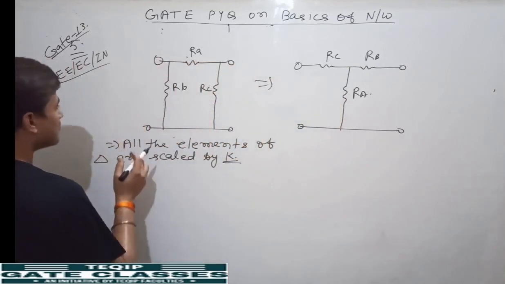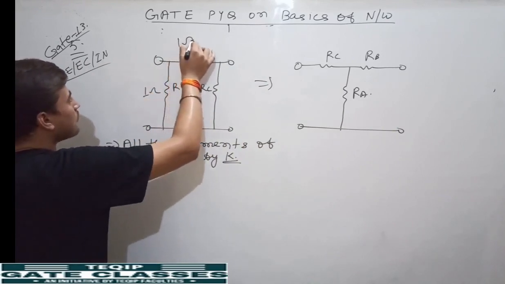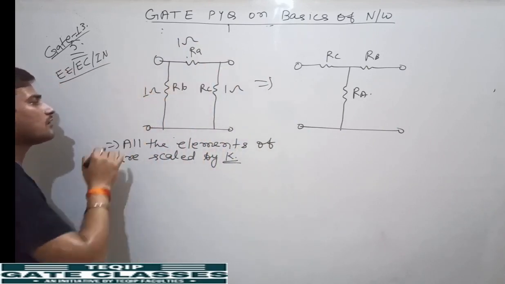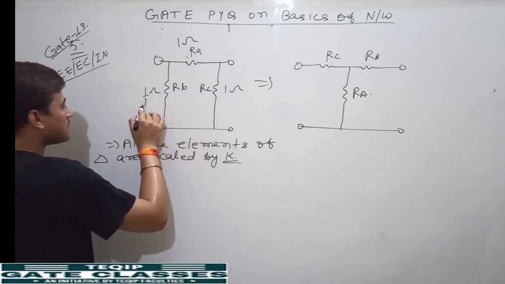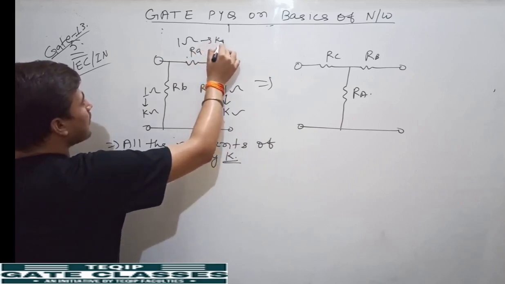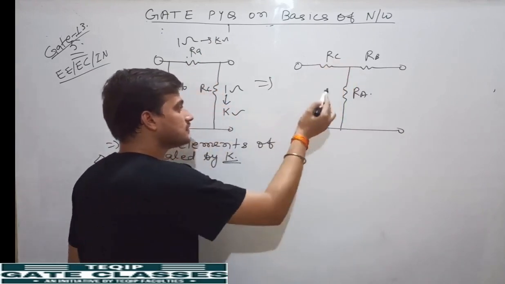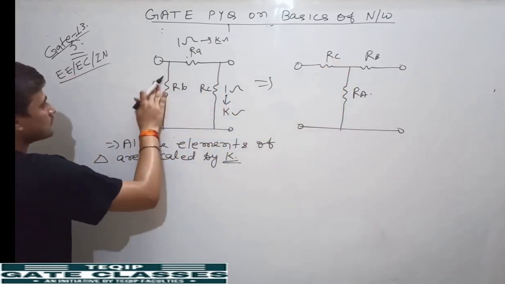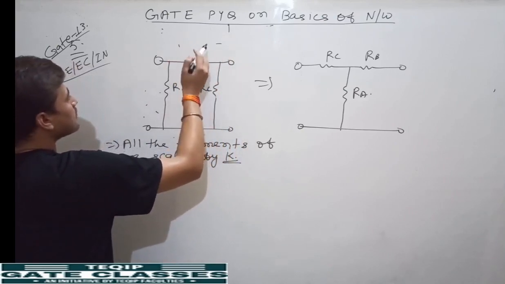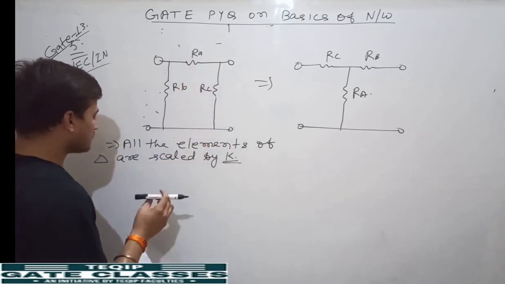Suppose here the resistance was 1 ohm, here also 1 ohm, here also 1 ohm, and it is multiplied by a factor of k. Then the resistances become k ohm each. Now they are asking what will be the effect on the equivalent star resistances. Let us see how to solve this. You will have to apply the delta to star conversion formula.